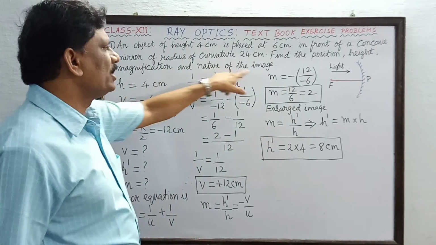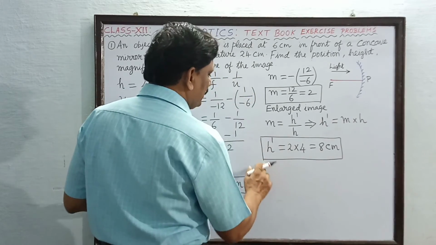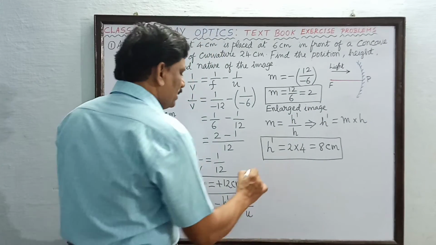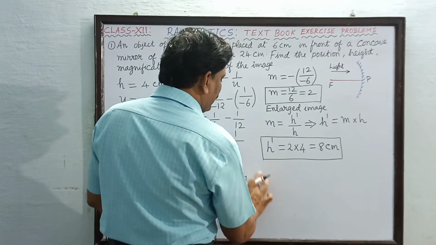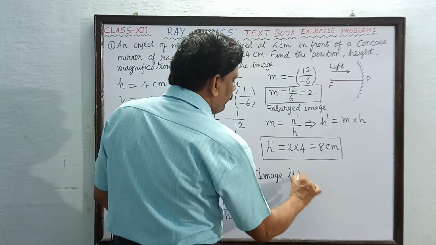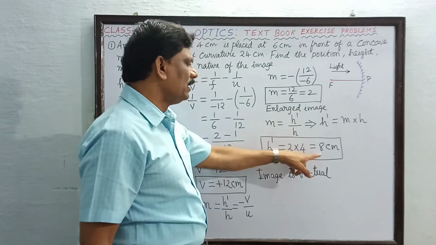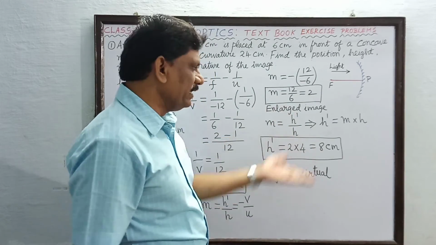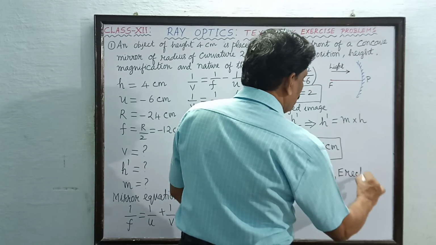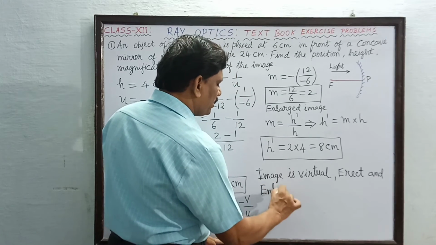And the nature of the image is being asked. So what is the nature of the image on the other side of the mirror? It is a virtual image, is it not? So we can write like this: image is virtual, then it is erect, is it not? Because we have got the height of the image as plus 8. It is above the principal axis. So virtual, it must be erect and enlarged.